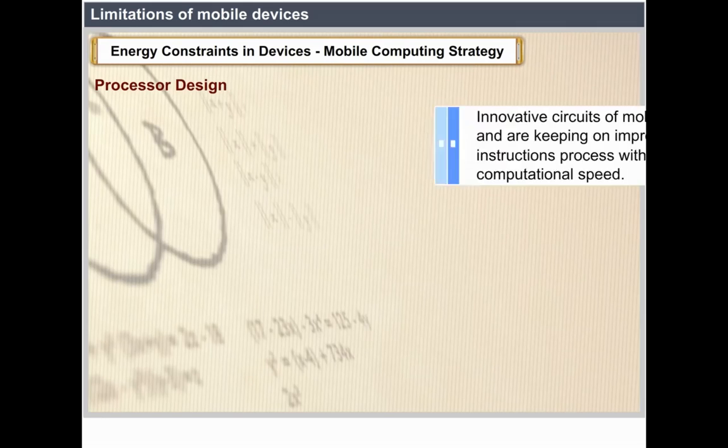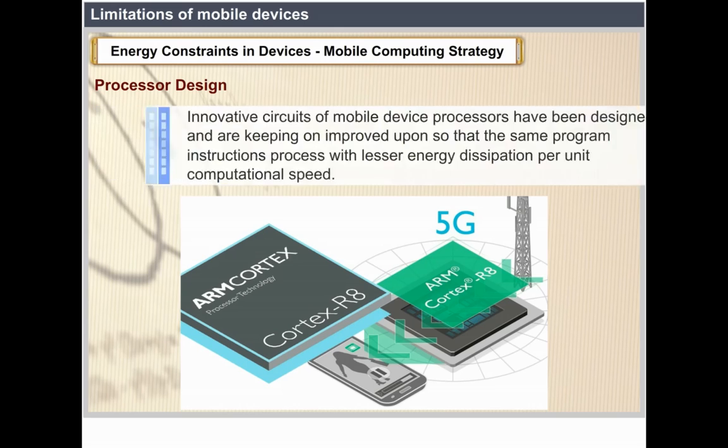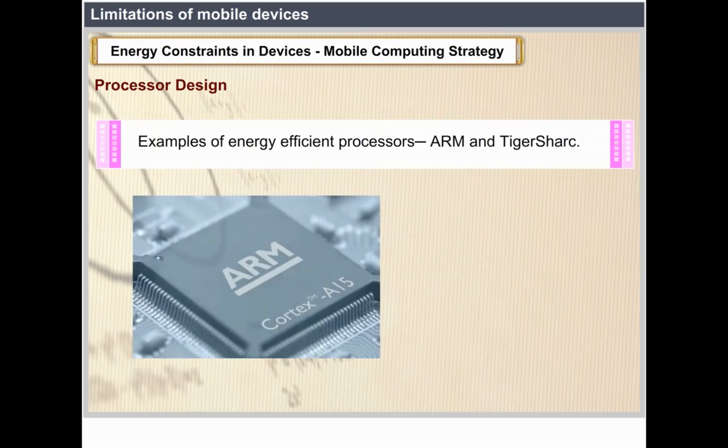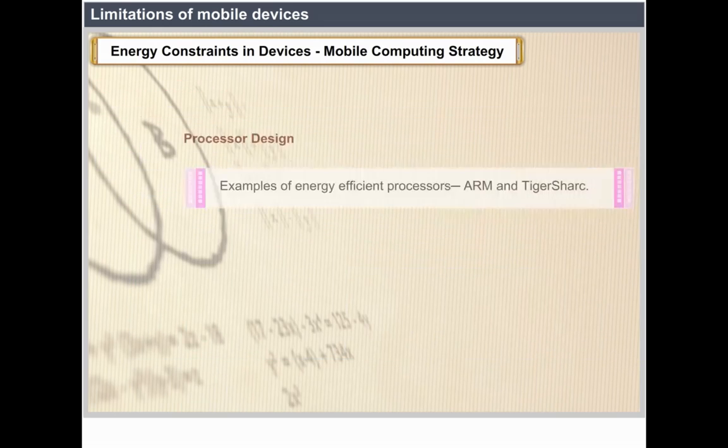Processor design. Innovative circuits of mobile device processors have been designed and are continuously improved upon so that the same program instructions are processed with lesser energy dissipation per unit computational speed. Examples of energy-efficient processors: ARM and Tiger Shark.